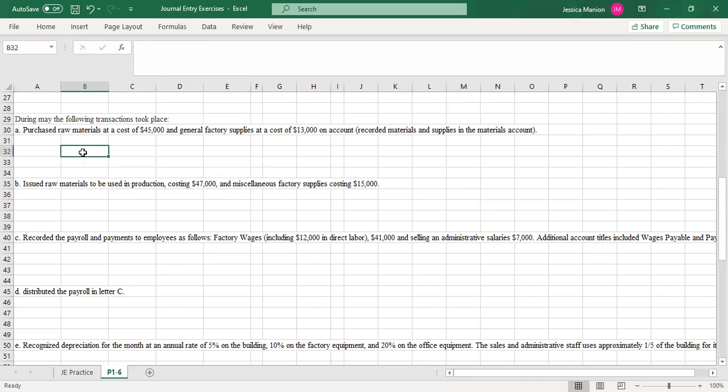So this one would be debit material inventory. And I guess I'll go over to here. Let's see, 45,000 plus 13,000. So we bought a total of 58,000 in material. Credit accounts payable, 58,000 is what that one would look like.